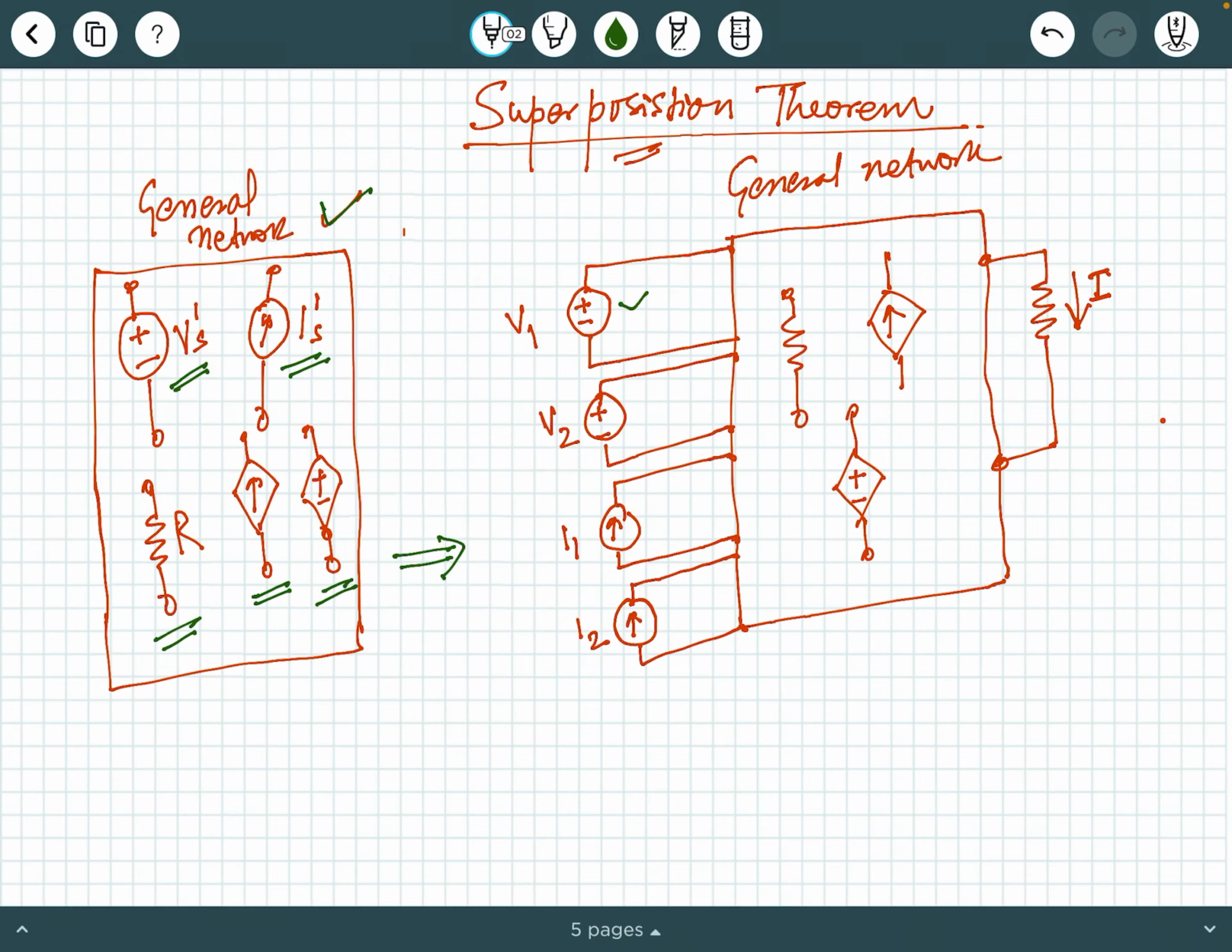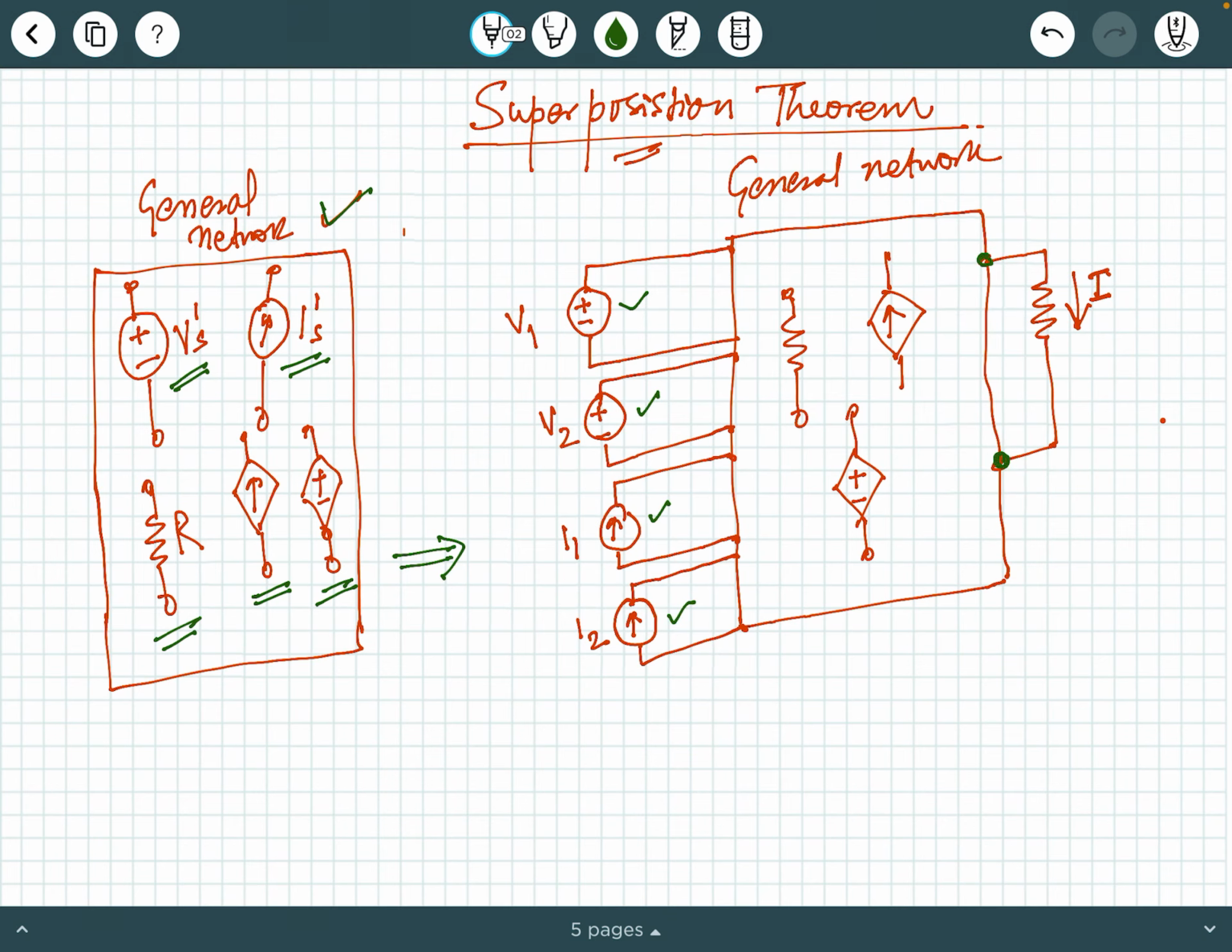Out of this general network, what I am trying to do is take out all the independent sources outside. Since I cannot show an infinite number of sources, or n number of sources, I am showing two voltage sources and two current sources which have been taken out of this general network, because they are of our interest. These are all independent voltage sources and independent current sources.